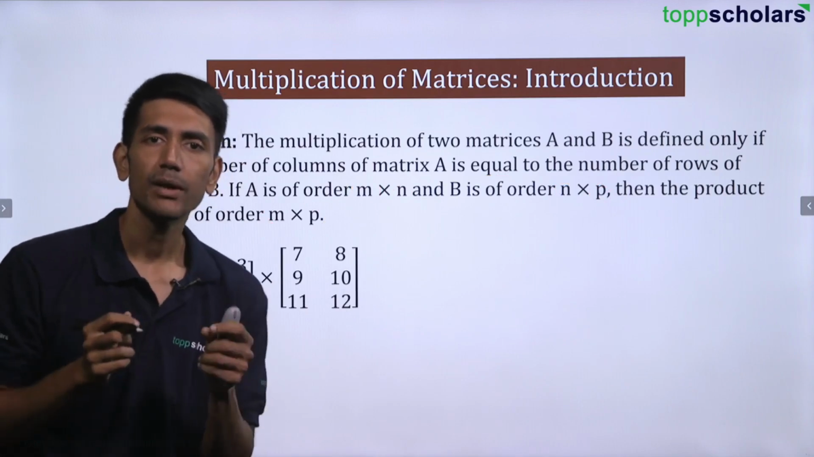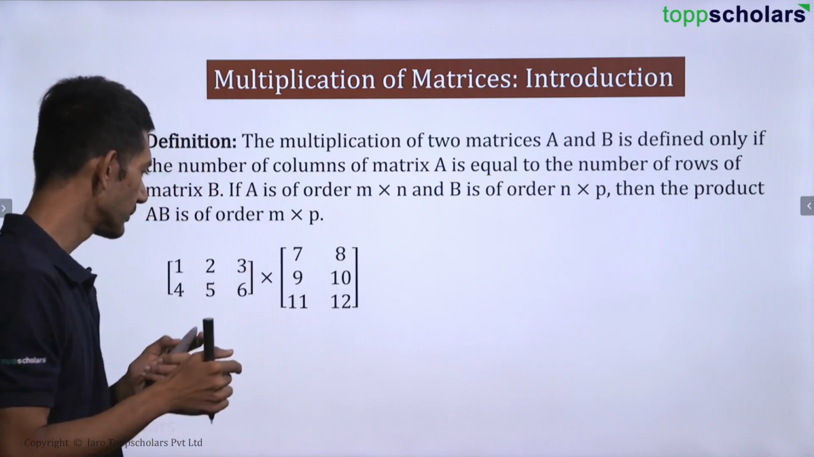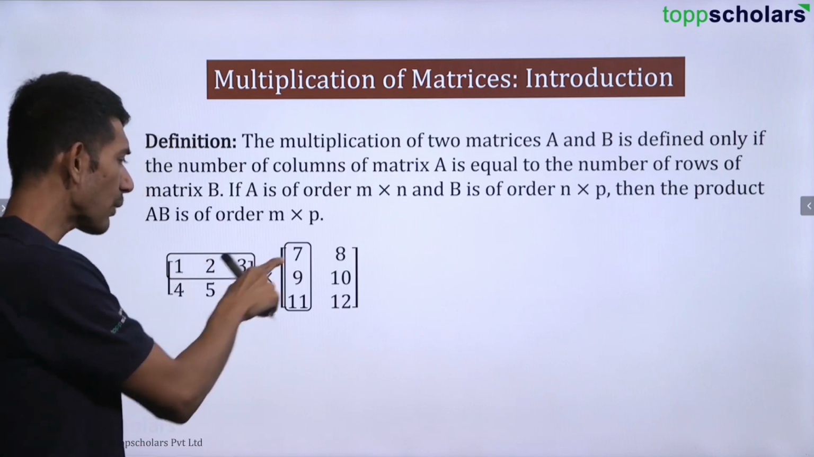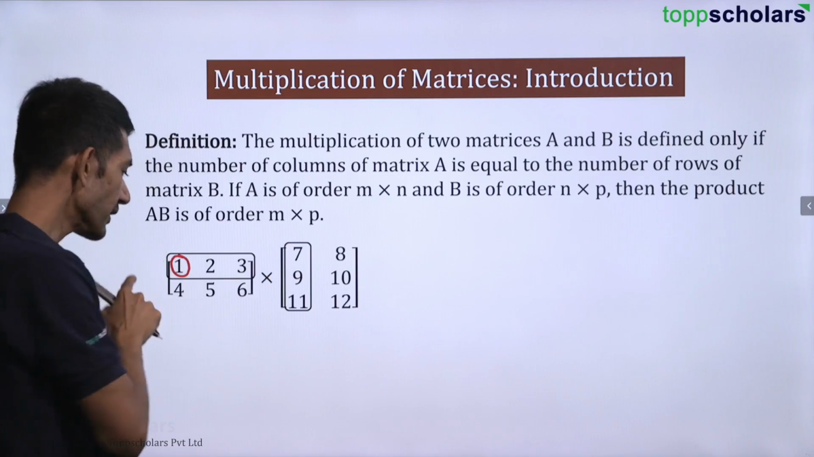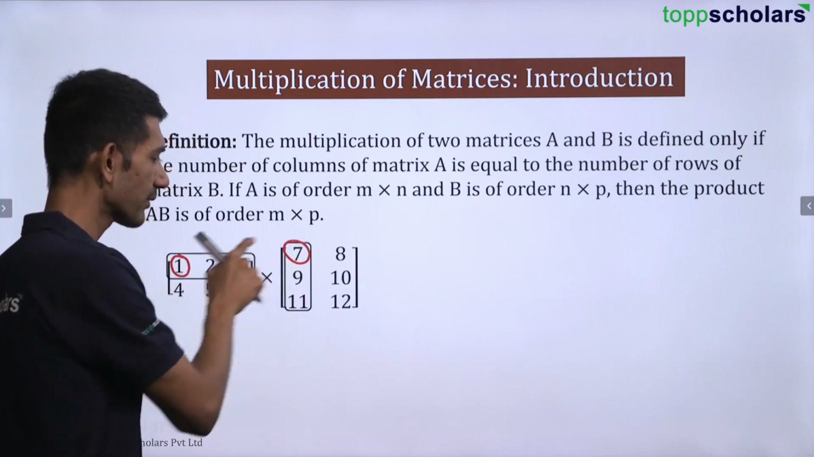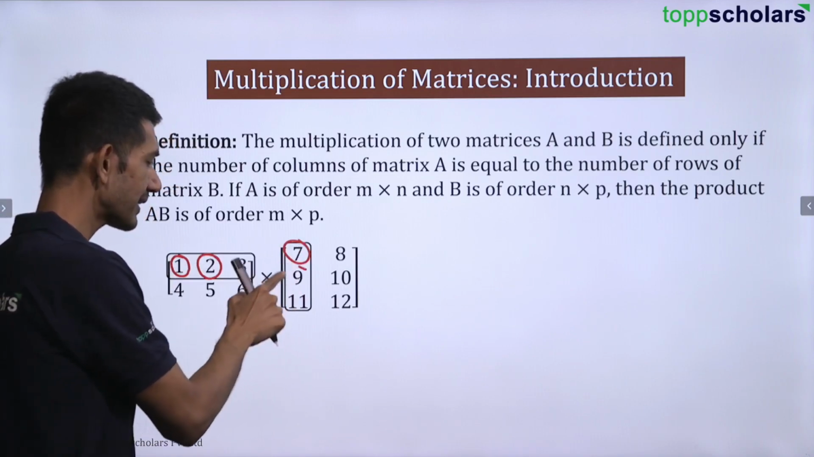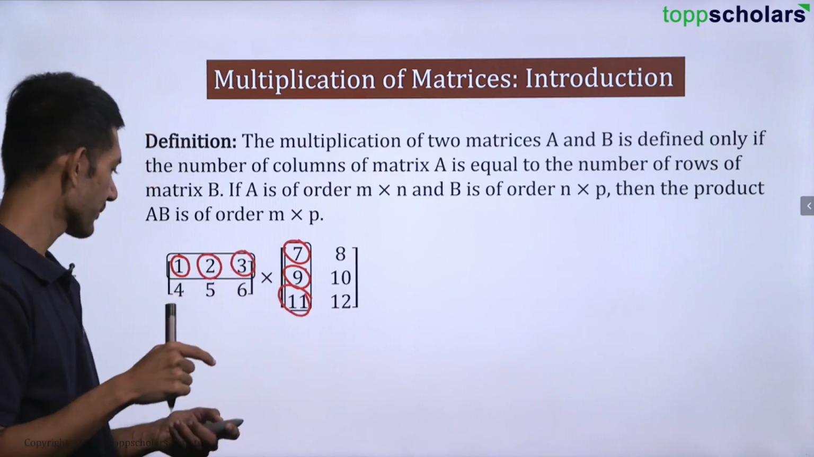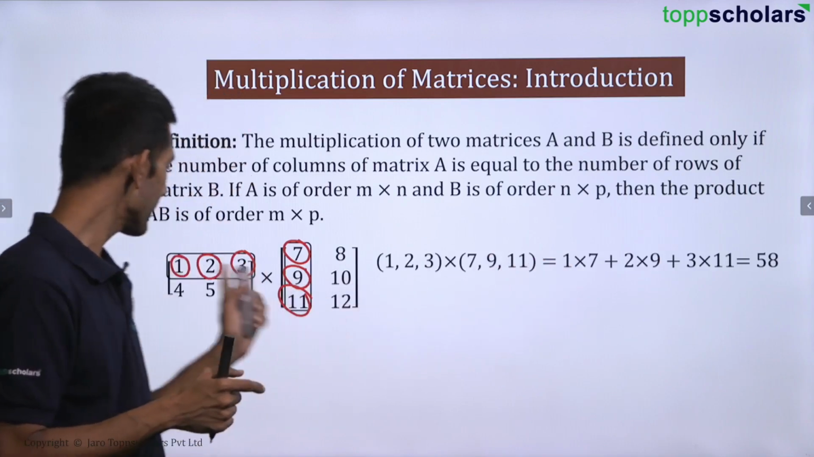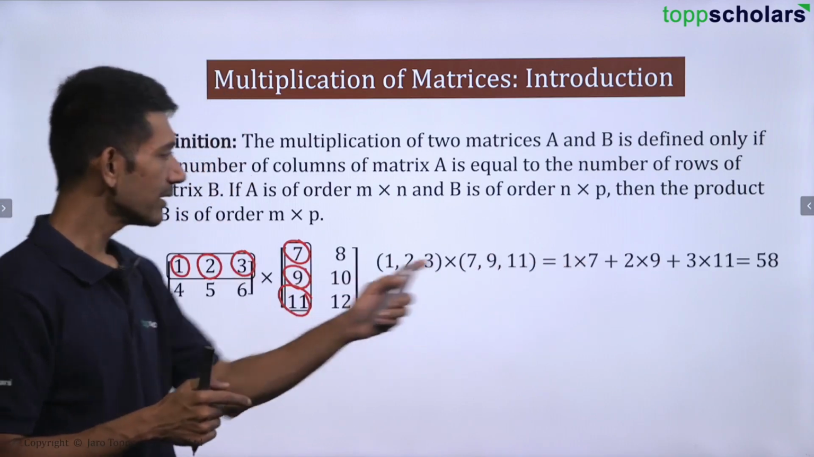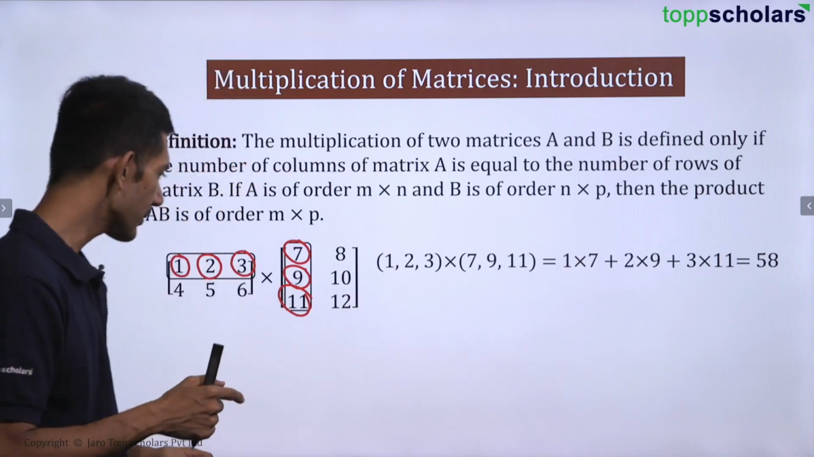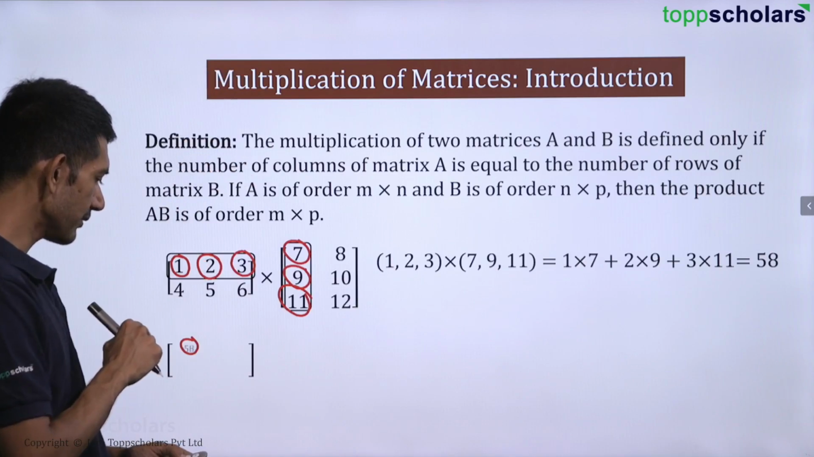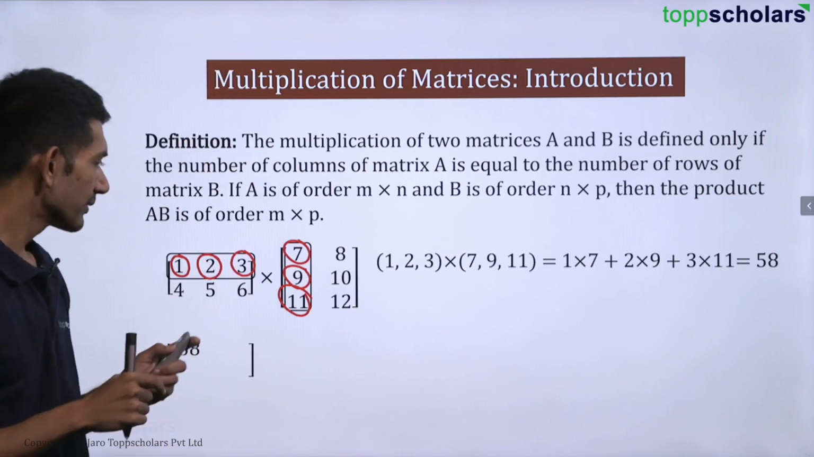So let us see, how do we multiply? Whenever we multiply, we take the first row with the first column. But how? Am I going to multiply one with everyone? No. First element with first element, second element with second element, third element with third element, and add them. So, 1 multiplied by 7 plus 2 multiplied by 9 plus 3 multiplied by 11. We get 58. So, we will write down 58 in this particular position. That is 58. Now, this is done.